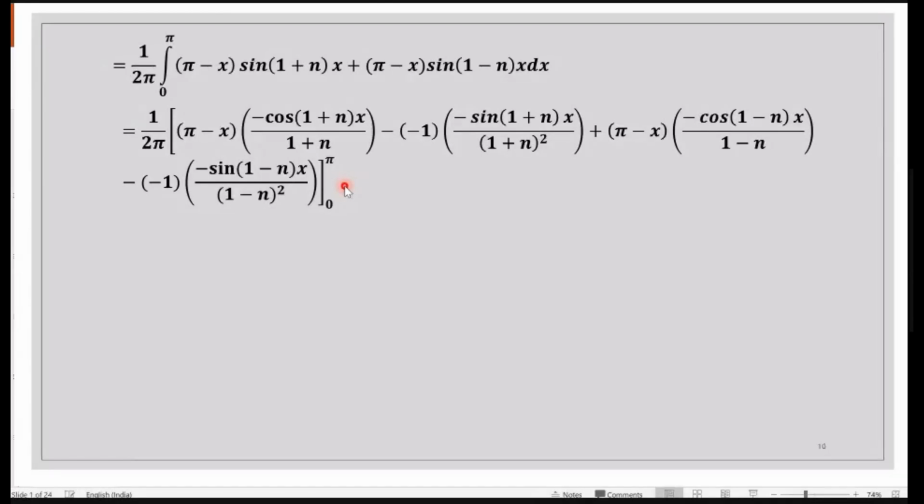What is sine? If I take n as 1, then it becomes sin 2 pi. Sin 2 pi is 0. If n is 2, then sin 3 pi. 3 pi is also 0. So all these sine terms will become 0. Only the cos terms will remain. Yes, only the cos terms will remain.